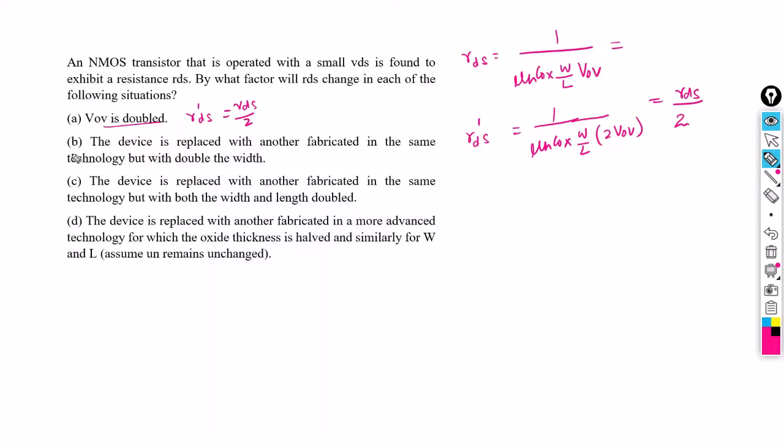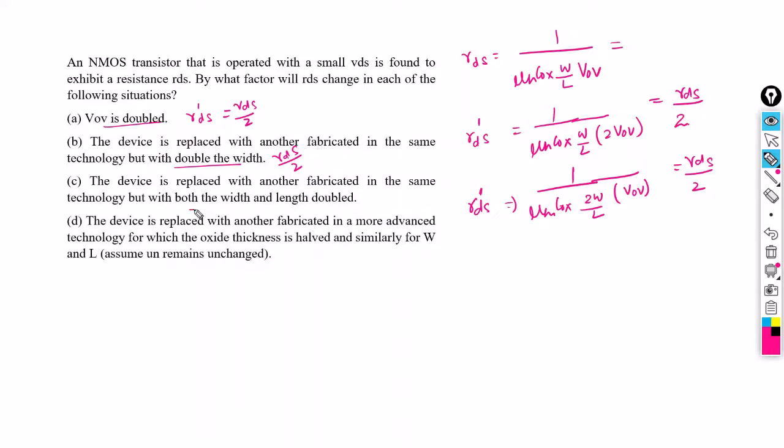Now let's go to the second part. Width is doubled. So when you double your width, then obviously you can write your RDS dash as 1 upon mu n COX 2W by L VOV. Then again your new resistance will be half of previous resistance. So in second part also or B part also your new resistance will be half of previous resistance.